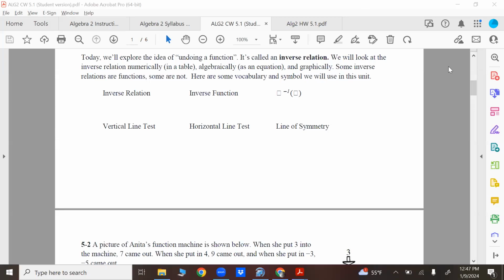Okay, cool. So today we'll explore the idea of undoing a function. This is kind of the big part of this unit. It's called inverse relation. Now, when we think of inverse, what does that mean when you hear the word inverse? What do you guys think of? Opposite. Opposite, pretty much, right?